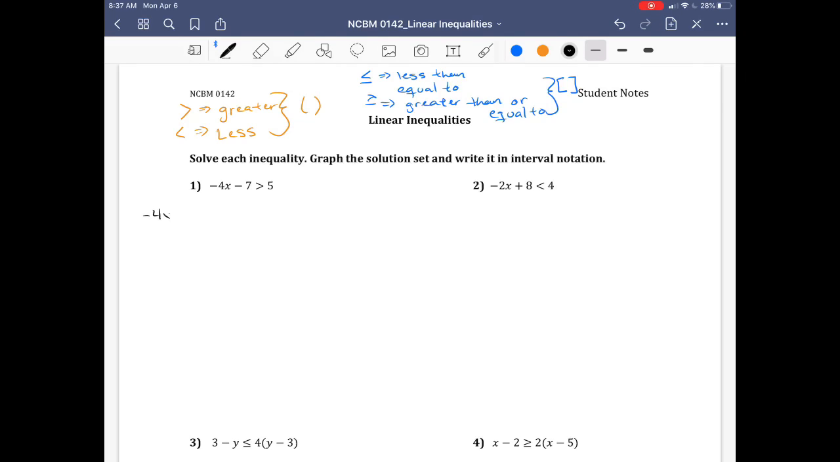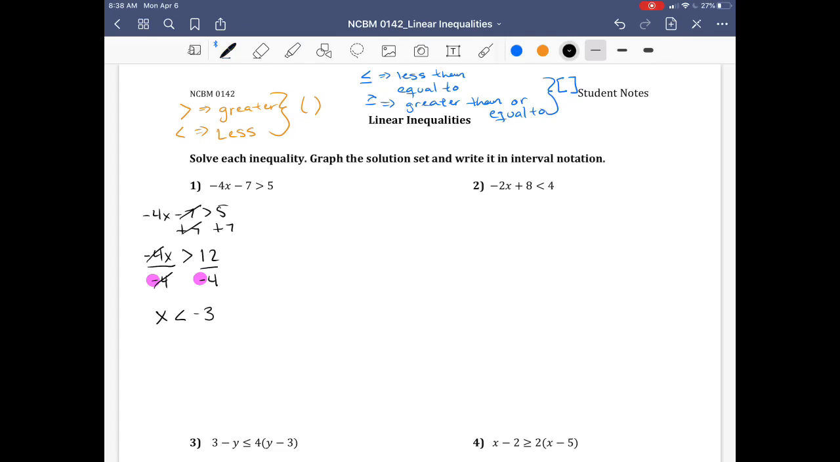So we have negative 4x minus 7 is greater than 5, plus 7 to both sides. That cancels. We have negative 4x is greater than 12. Divide by negative 4 on both sides. So now we have that x is less than negative 3. Why did the inequality change? Because we divided by a negative constant, so we have to change the direction.